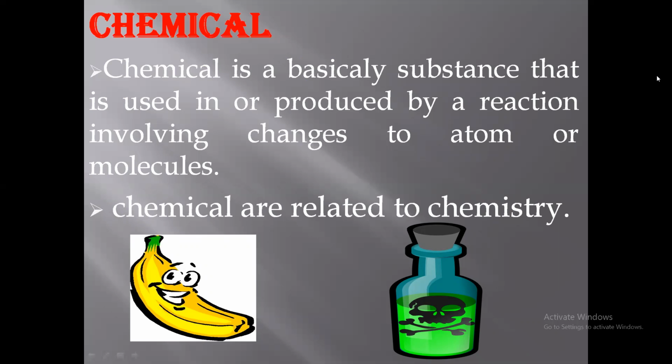On the slide, you see the picture of a banana and one poison bottle. In the banana, many chemicals are present, as well as in the poison bottle. But the chemicals in the banana are useful, and the chemicals present in the poison are harmful. When we compare the banana and this poison, the banana has many chemicals as compared to the poison. From that we conclude some chemicals are useful for the human body and some chemicals are harmful.